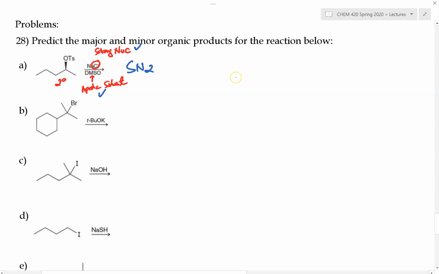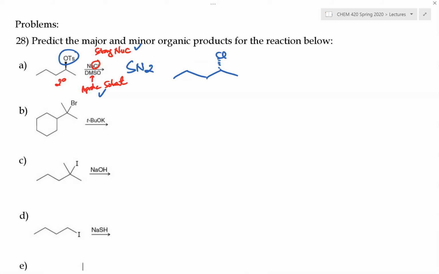The reason is that a strong nucleophile and a polar aprotic solvent favor SN2. So in this case, now that we know that the major product would be the SN2 reaction, we would see it proceed with inversion of configuration, with the nucleophile replacing the tosyl group. And that would be the major product. And now let's try B.